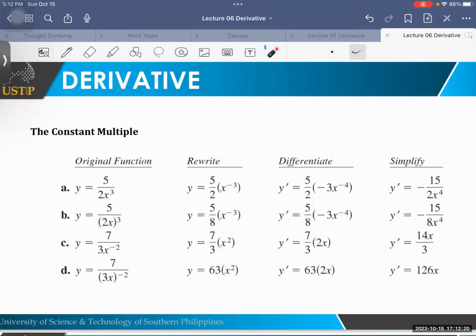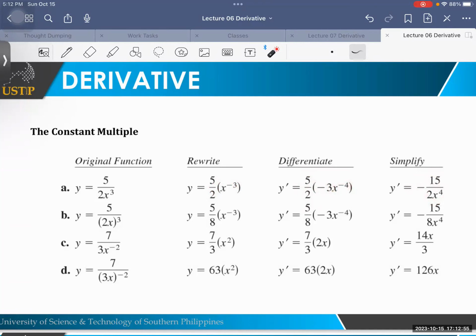Okay? And then you can differentiate. Of course, the notation changes. It's no longer y, it's y prime, with the 5 halves on the side. Getting the derivative is using the power rule. So, the negative 3 comes down, negative 3 there. And then subtract 1, so it becomes negative 4. Okay? And then simplify everything. So that would be 5 times negative 3, which is negative 15 there. And then you make the exponent positive, so the x to the fourth goes to the bottom.